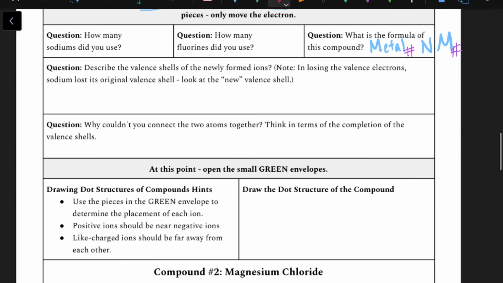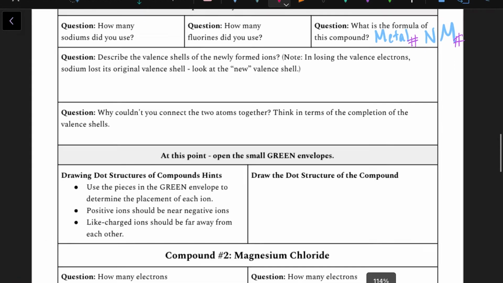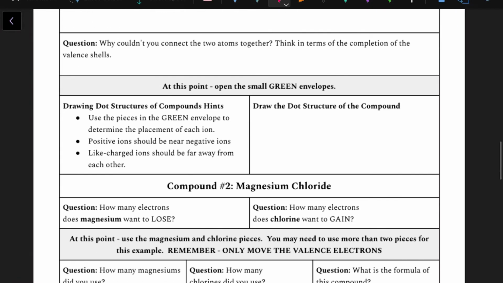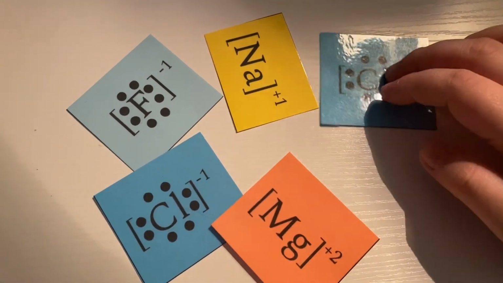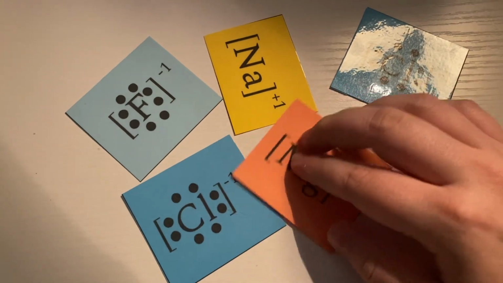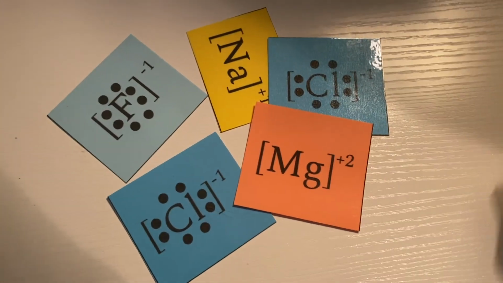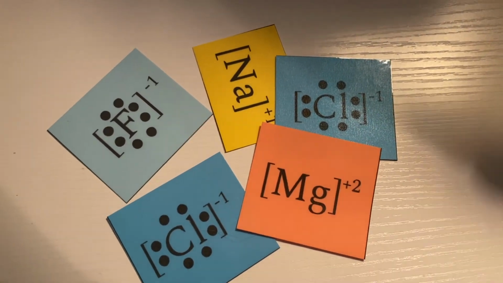Then based on that, you have 2 other questions based on the models that you create of these ions, what those shells look like, and why you couldn't connect them. At this point, we want you to open up the small little green envelopes. In those envelopes, you'll see pieces of dot diagrams for ions, and we're going to use those to help you make dot diagrams of the compounds. These are the different dot diagrams for the different ions. Your job is to create a dot diagram using these pieces.